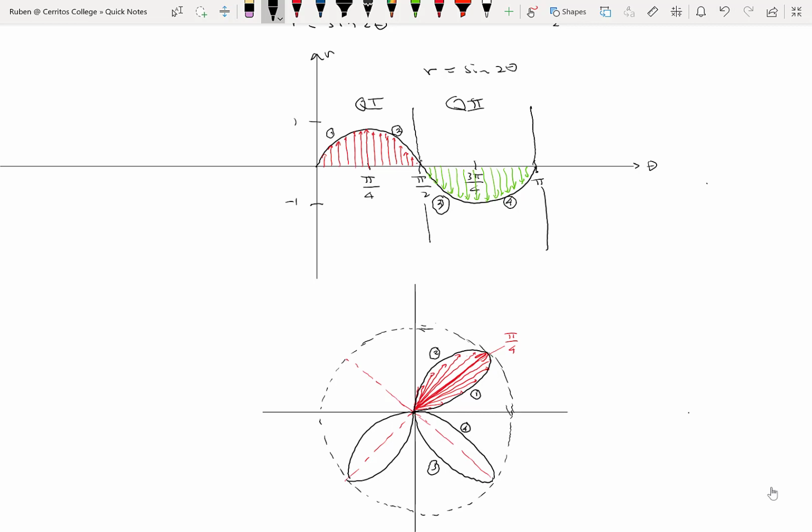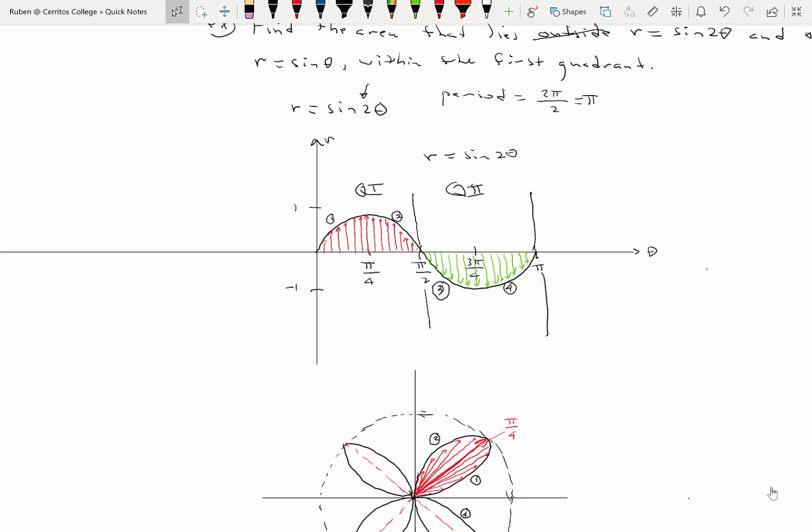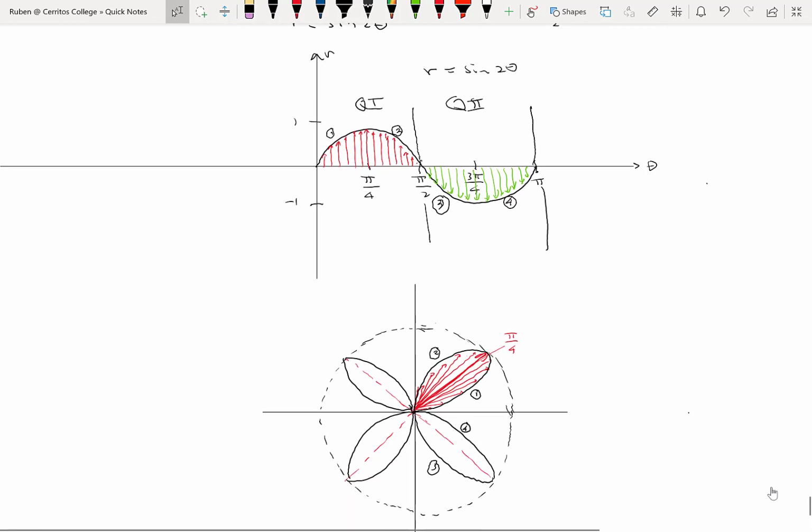If we were to continue still, we would get the last leaf of our flower. So in this case, we get what's often referred to as a 4-petaled rose as a polar graph. The graph of r equals sine of 2 theta is this little rose-like figure.